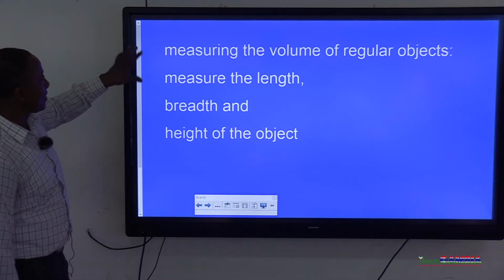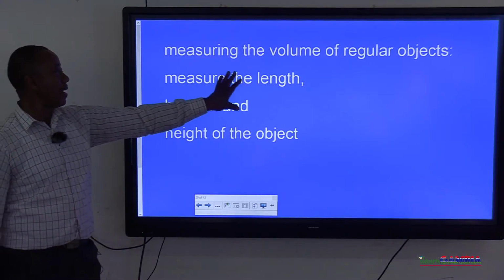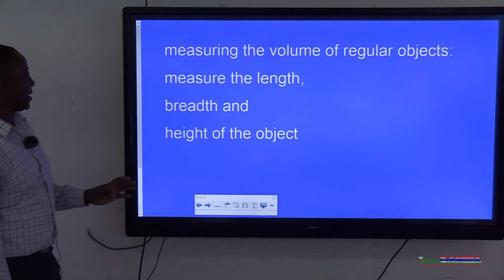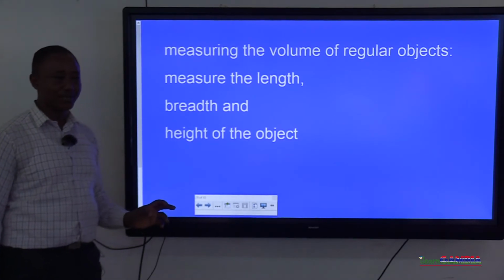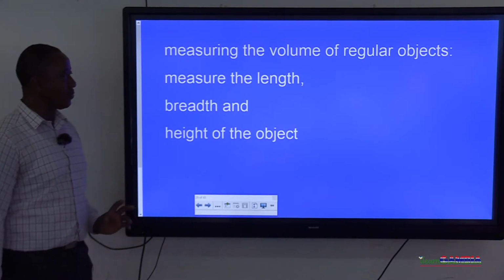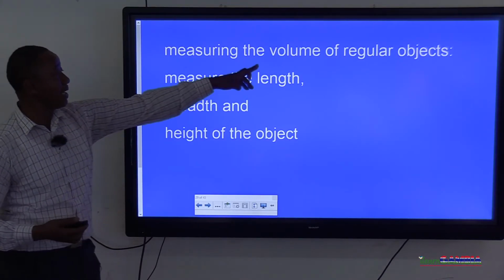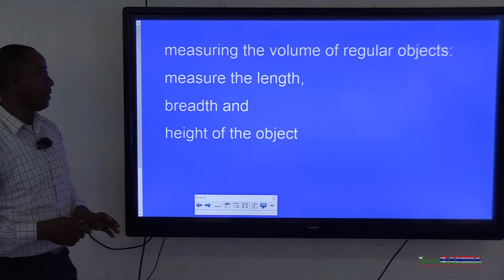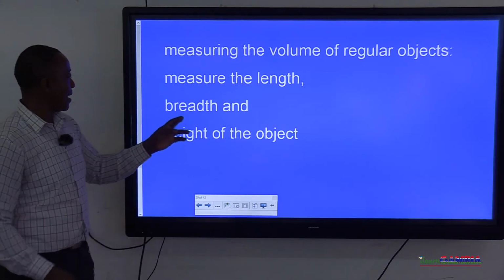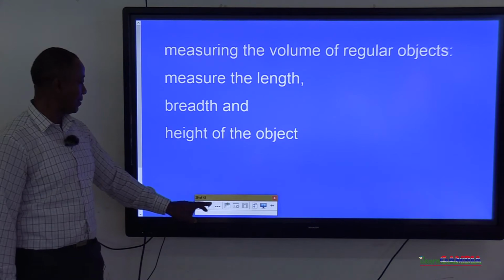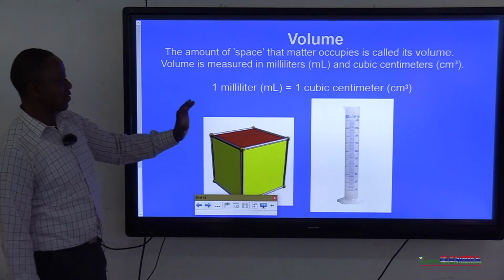And still on length, measuring volume of regular objects. Now remember, volume is simply by measuring different lengths of the object. So you need to measure the length, the breadth, and the height of the object. Once you have those, then you'll be able to indicate the volume of the regular object. Take note, we're referring to regular objects. That means objects that have straight edges. The length is a straight line, the breadth, the height, these are all straight lines. So when you have those, like the example we're having here, we can measure the volume.